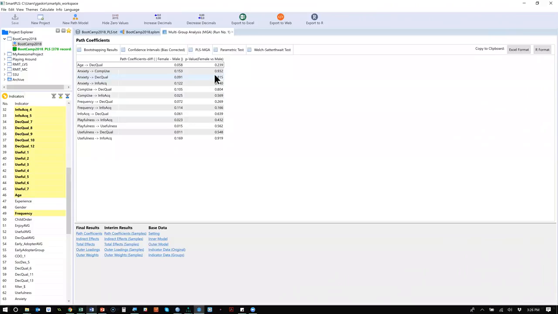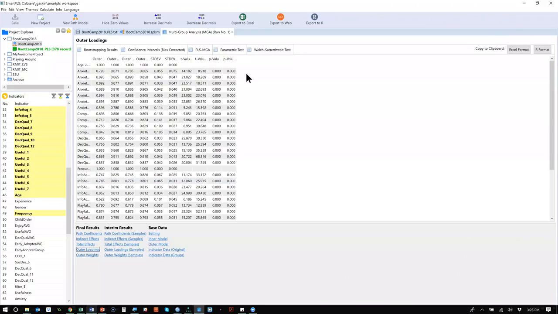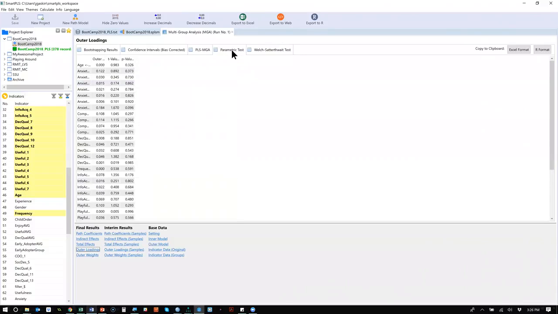And you could say, well, did I have invariance? Well, go to your parametric test. Nope, that's not the right one. Wait up. Where'd it go? I might have to run the bootstrap on it. Dang it, where'd it go? Nope. Outer weights, outer loadings, outer loadings. Here it is. Outer loadings, parametric test.